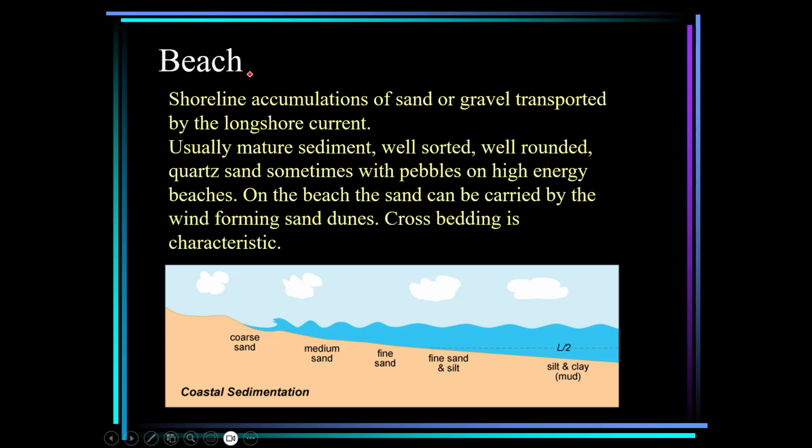I mean, you all know about beach, and you all love the beach, most of you, anyways. So the beach is shoreline accumulation of sand or gravel transported by the longshore current. When you have extra sediment, it will settle down right there and becomes wide or narrow beach, depending on how much extra sediment is in the longshore current. Usually mature sediment. It's usually well sorted, well rounded grains, usually quartz. That's why I say it's mature. Remember, mature sediment is when it's quartz sandstone.